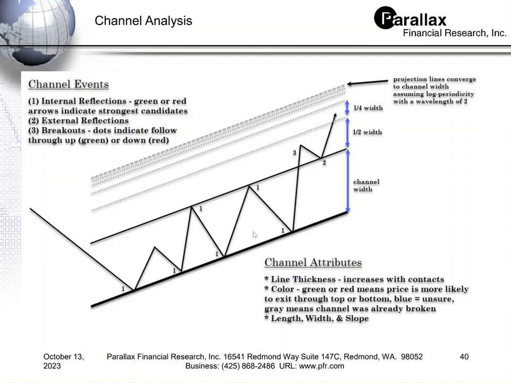And we've identified three signal types that are useful with channels. Internal reflections, which are inside of a channel that's already been designated, where we've just continued the channel lines to the future. So internal reflections I've marked as a 1 here. A breakout I've marked as a 3, and then when the market comes back and touches one of the channel lines that it broke from, we've designated that as a 2. And those have significant predictive power. Not the internal ones, but the external ones do.